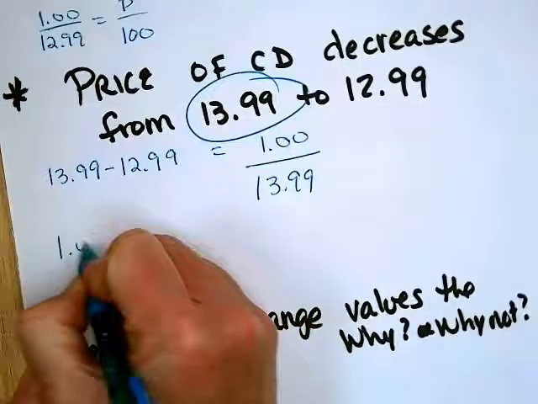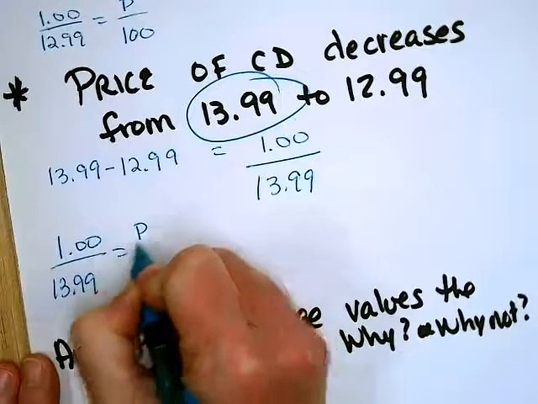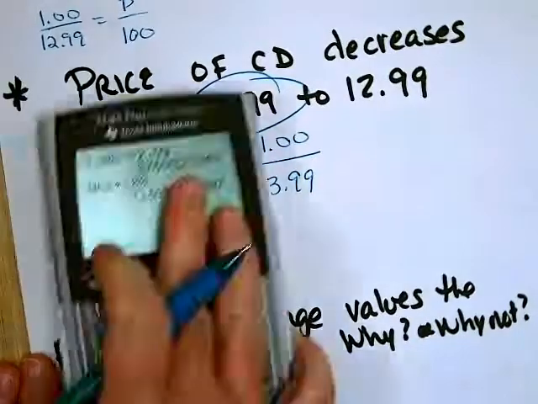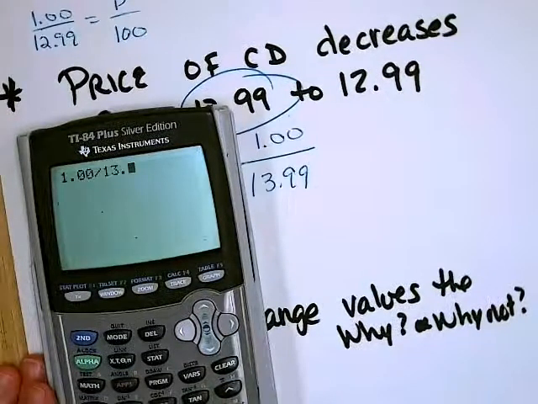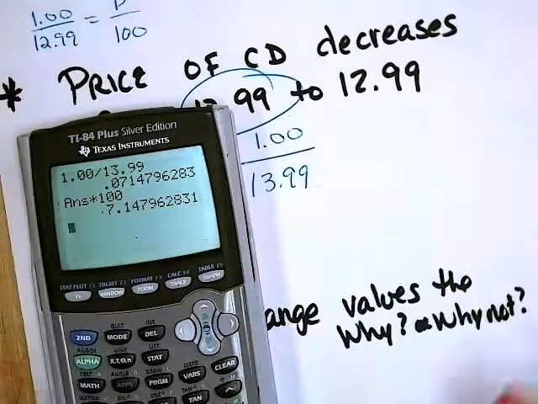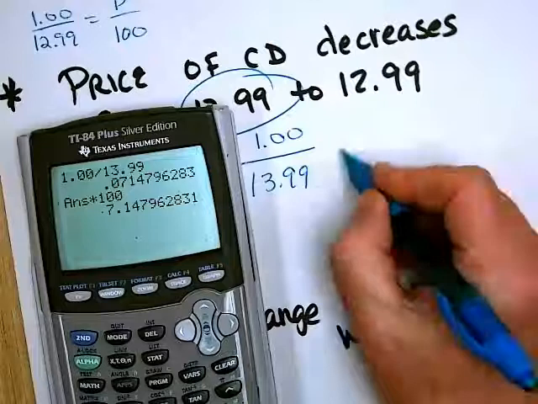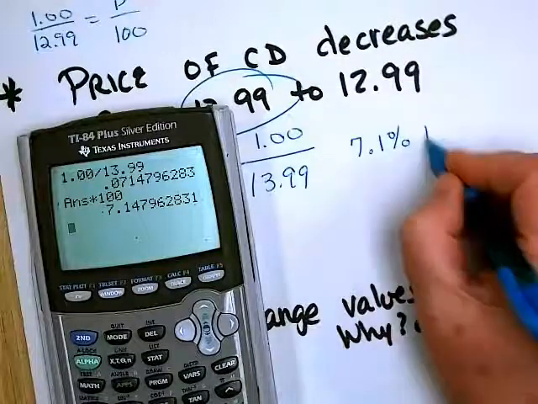So you can either set your $1 over $13.99 equal to P over 100, or I'm showing you how to work it on the calculator this time. $1 divided by $13.99 and then multiply by 100. Round it to the nearest tenth of a percent. This is 7.1%, and it is a decrease.